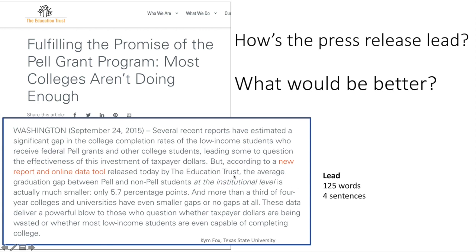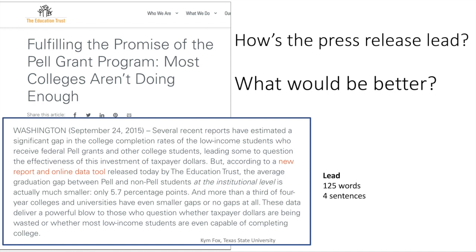But several recent reports have estimated a significant gap in college completion rates for low-income students who receive federal Pell Grants and other college students, leading some to question the effectiveness of this investment of taxpayer dollars. But according to a new report in the online data tool released today by the Education Trust, the average graduation gap between Pell and non-Pell students at the institutional level is actually much smaller, only 5.7 percentage points. And more than a third of four-year colleges and universities have even smaller gaps or no gaps at all. These data deliver a powerful blow to those who question whether taxpayer dollars are being wasted and whether most low-income students are even capable of completing college.